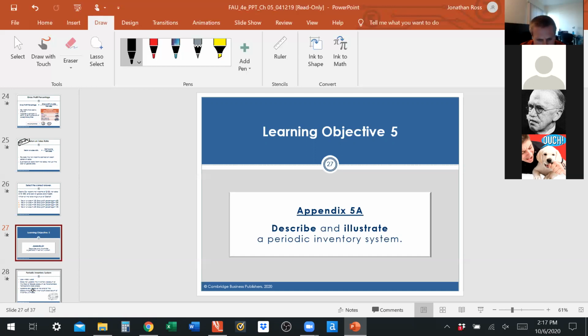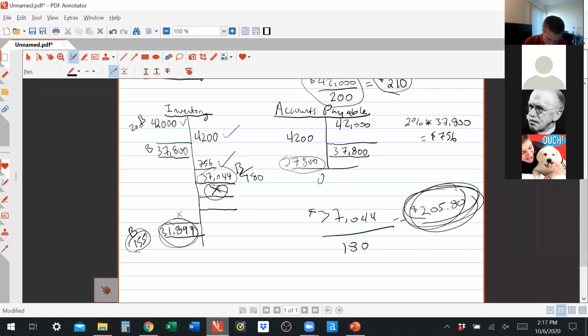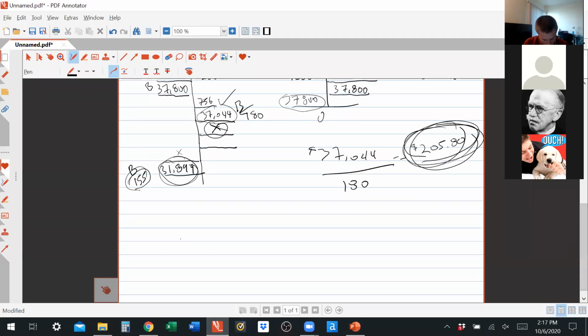Adam asks, was there a net sales equation? Oh, yes, there is a net sales equation. This was on the last exam. Net sales revenue equals sales revenue minus the balance in the sales returns and allowances account.